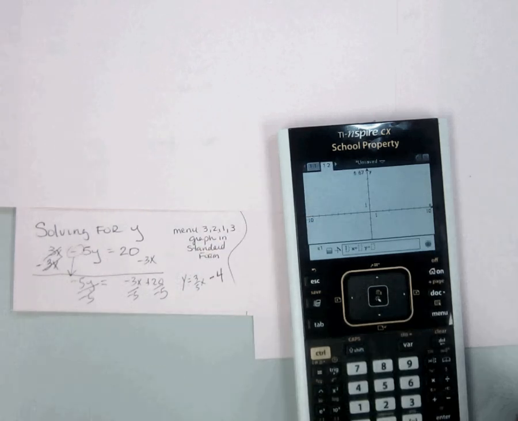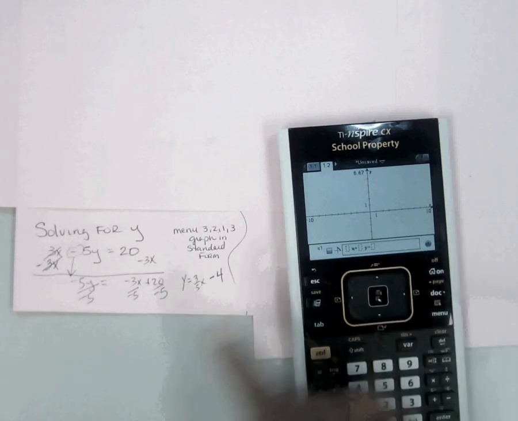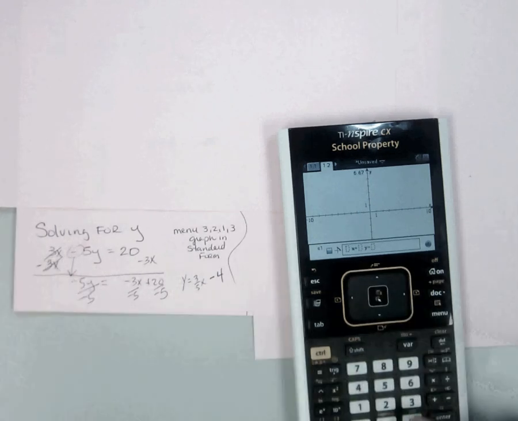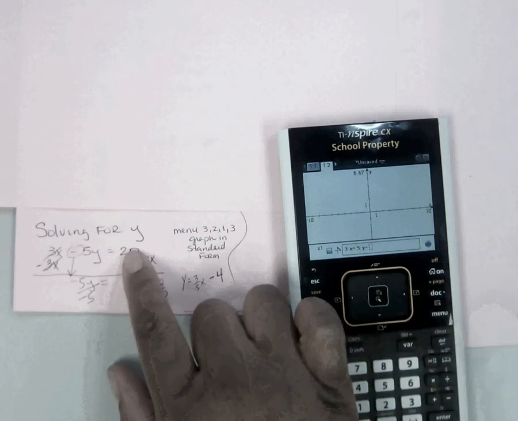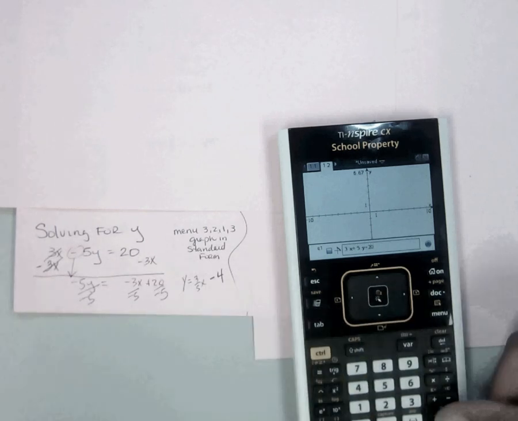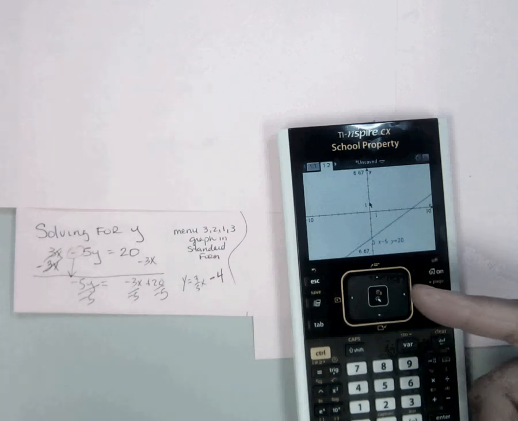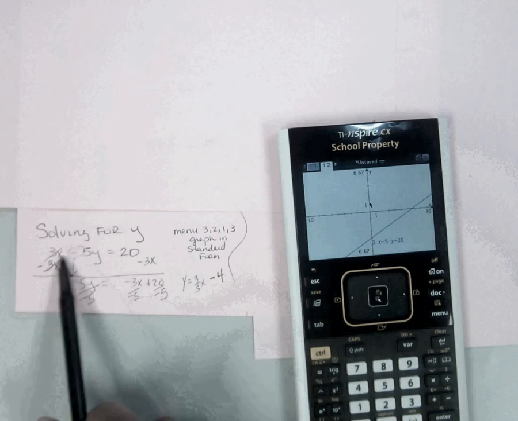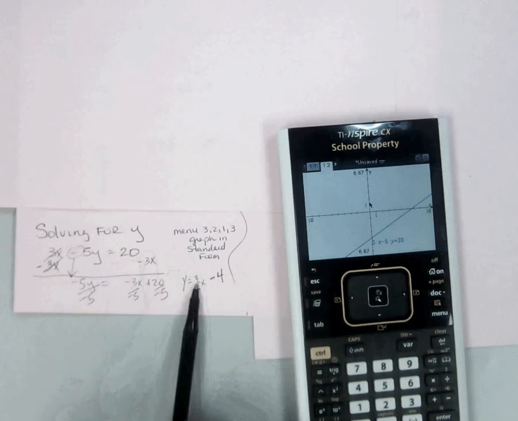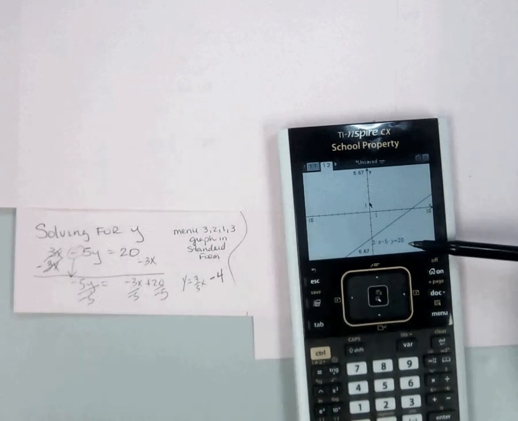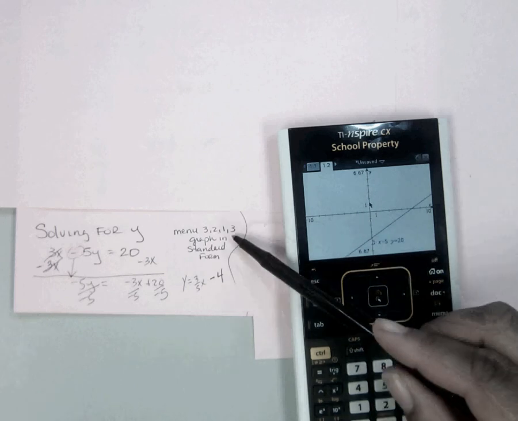Okay? Now I put in the coefficients. So that would be 3. That would be negative 5. And that would be 20. And it graphs it for you. So if you need to graph something in standard form without solving it for y, you can do this. Again, that code was menu 3213.